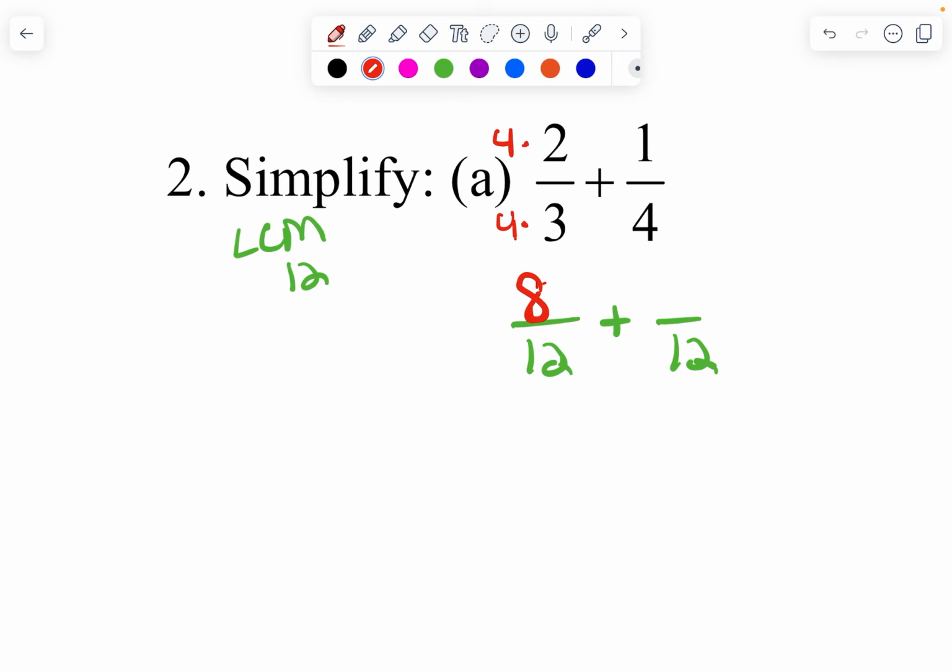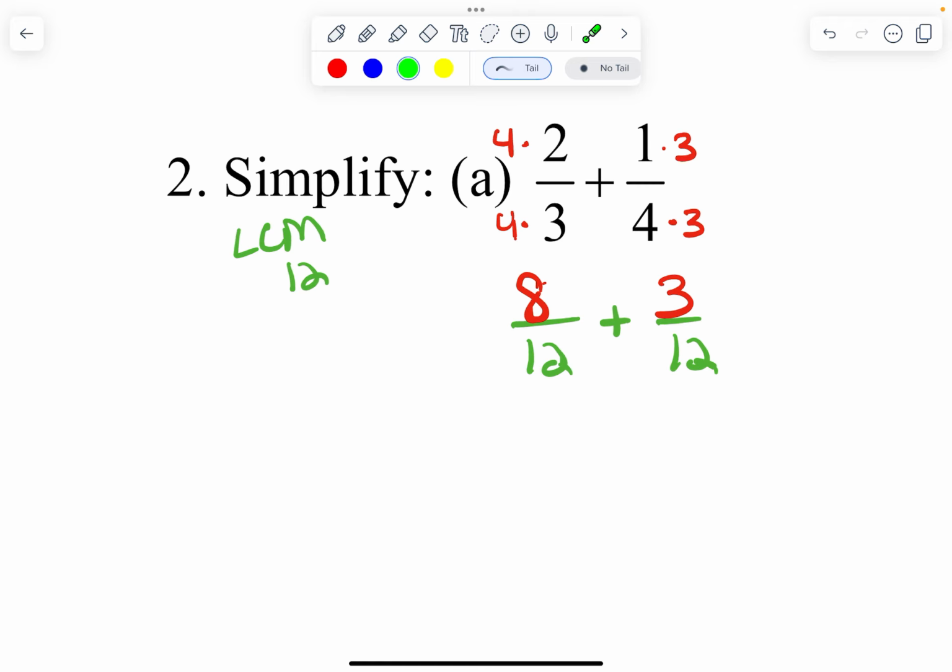And then we're going to do the same thing with the second fraction. How do you get from 4 to 12? Well, you multiply times 3. Do the same thing to the top. Now you've got 8 over 12, which could reduce to 2 over 3, plus 3 over 12, which could reduce to 1/4. So we have not changed the fractions. I mean, okay, we've changed the numbers of the fractions, but we haven't actually changed the value of the fractions.